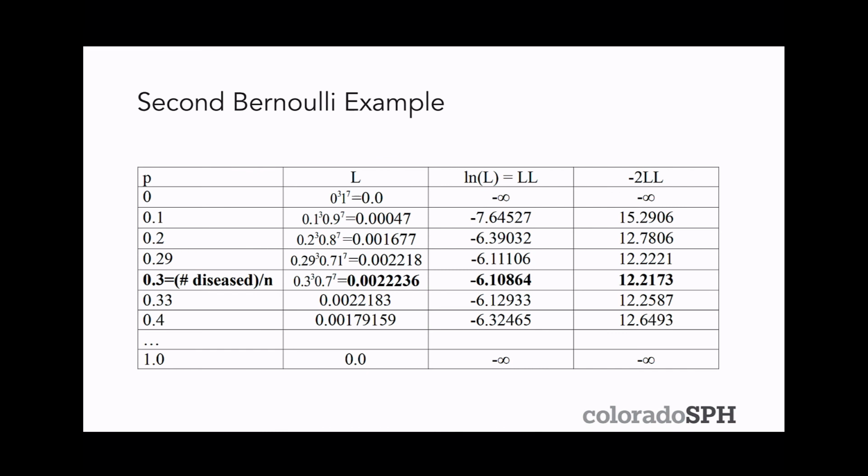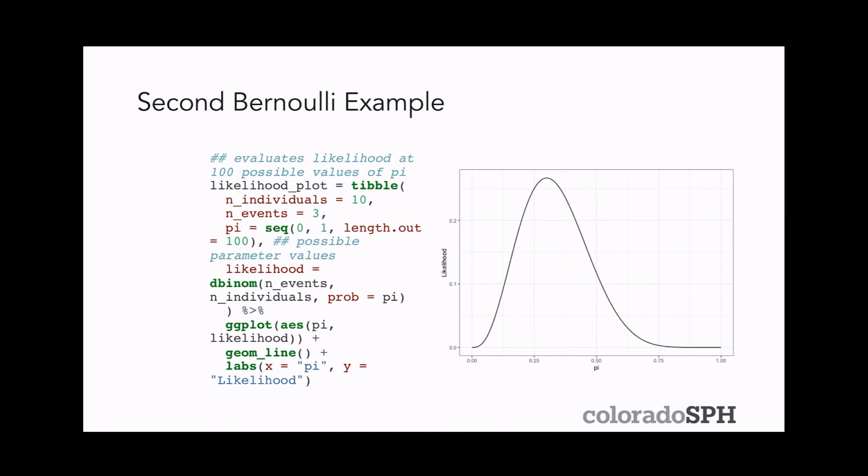So in this table, we have a couple of different possible pi values in the left-hand column, and then we have likelihood values given those pi values and log likelihood values given those pi values. And as you can see, the pi value that corresponds to 0.3, which is the number of ones over n, which corresponds to the MLE, is the one that also has the highest value for the likelihood and the log likelihood. And finally, there's just some R code here.